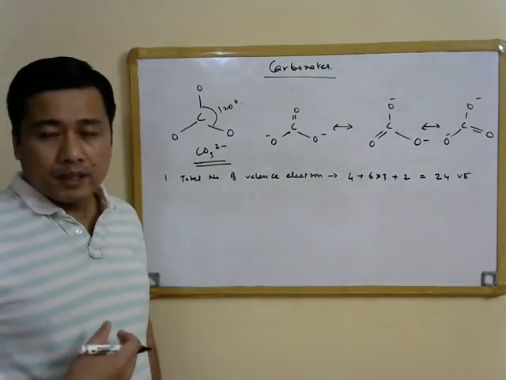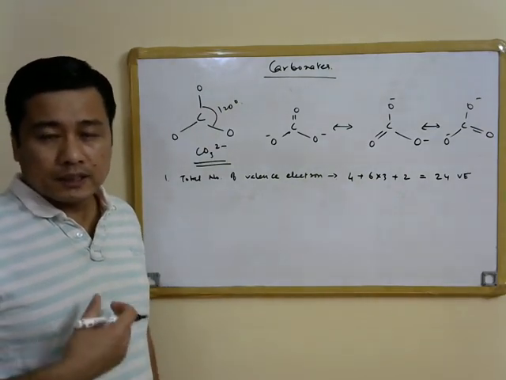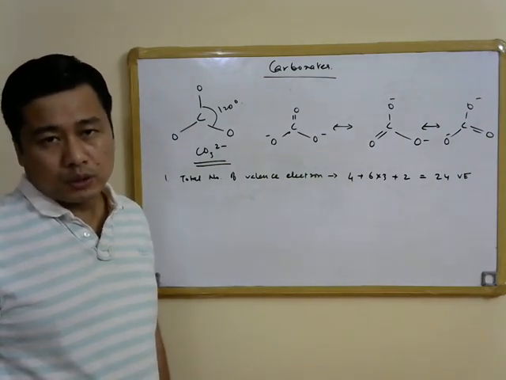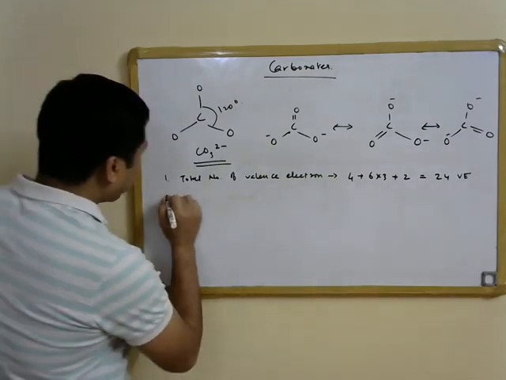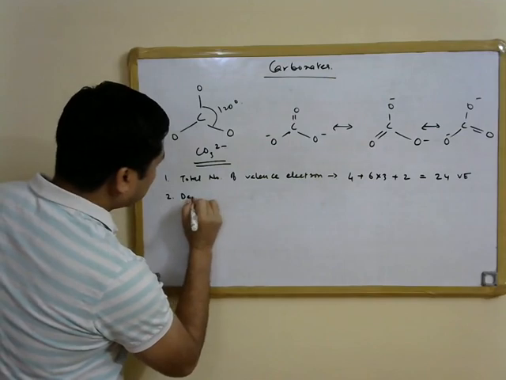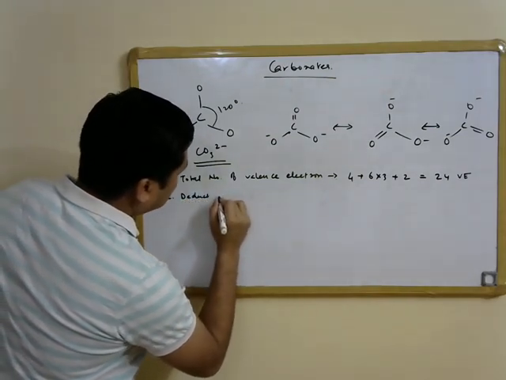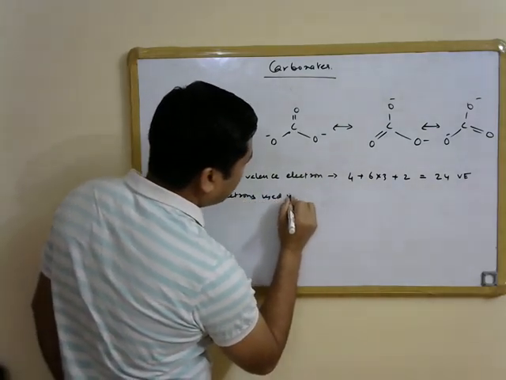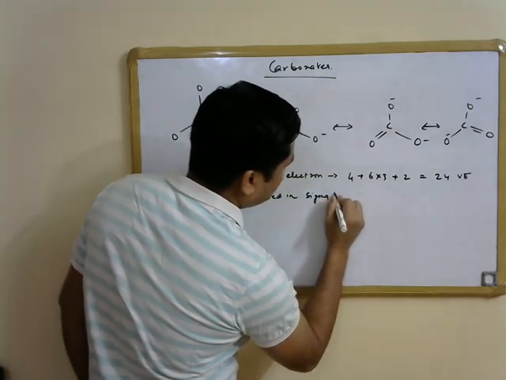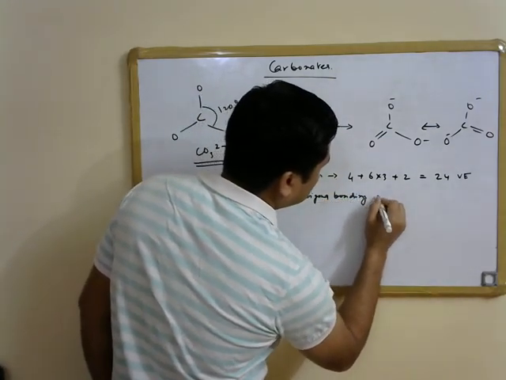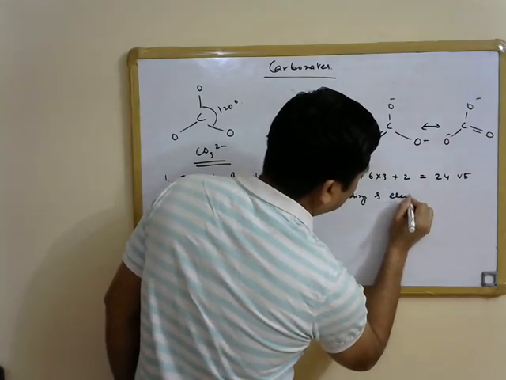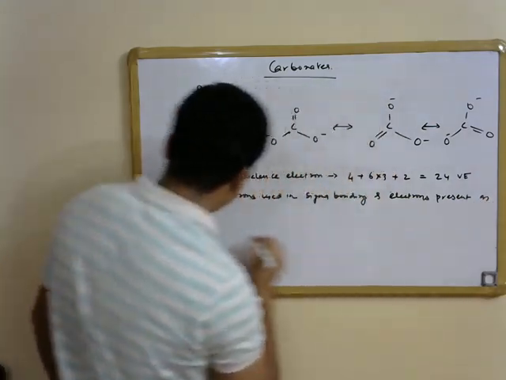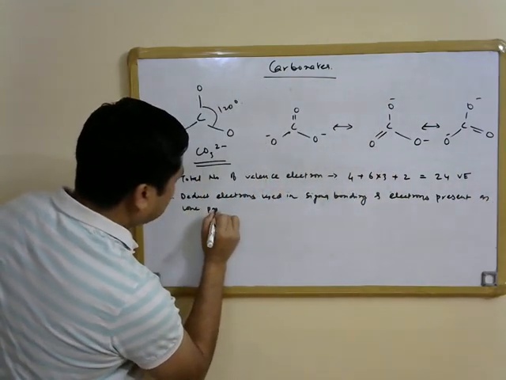Now we will deduct electrons that are utilized for sigma bonding, as well as electrons which are present as lone pairs, or non-bonding electrons essentially. So deduct electrons used in sigma bonding and electrons present as lone pairs.